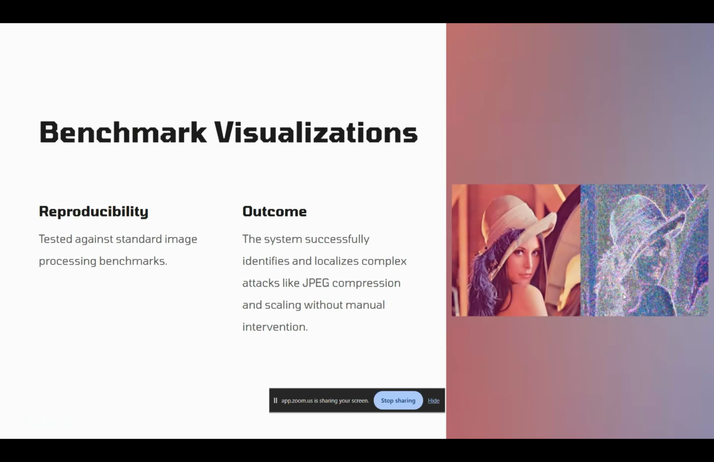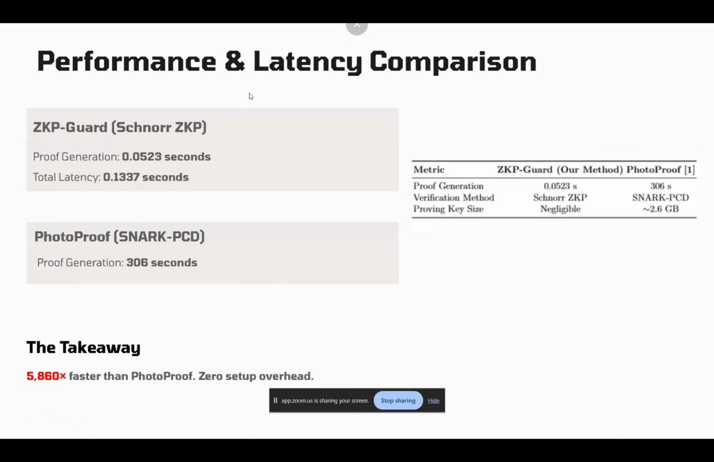And one more thing, if it is attacked, even a single bit of the image changes, the entire hash will change. It will be detected by the ECDSA signature, and we will know that the image is not authentic. There are some changes made to it. So these are the performance and latency comparisons.